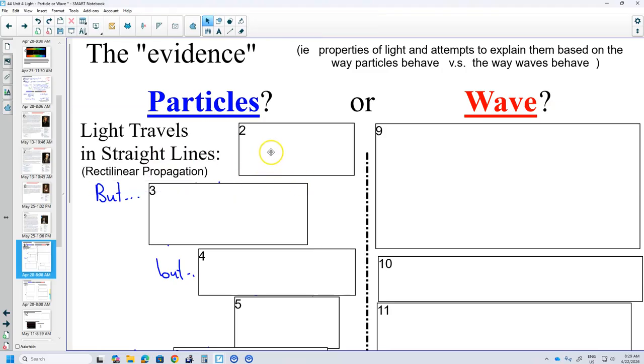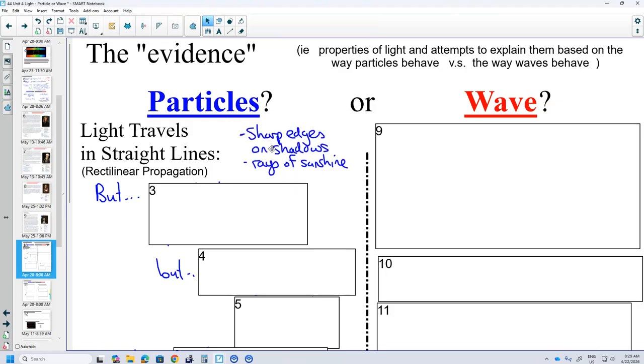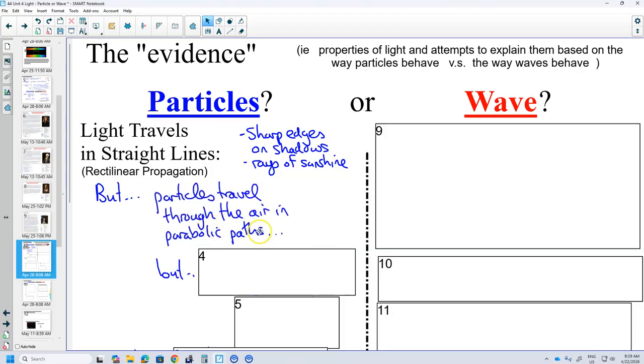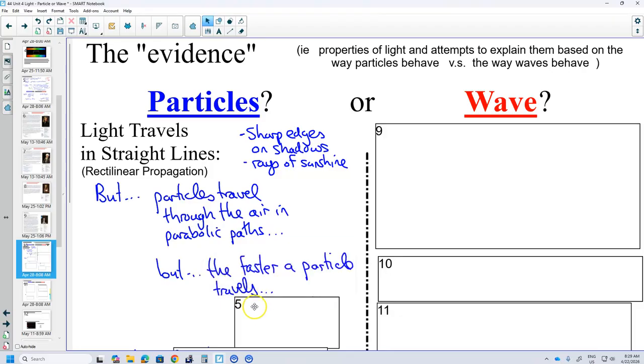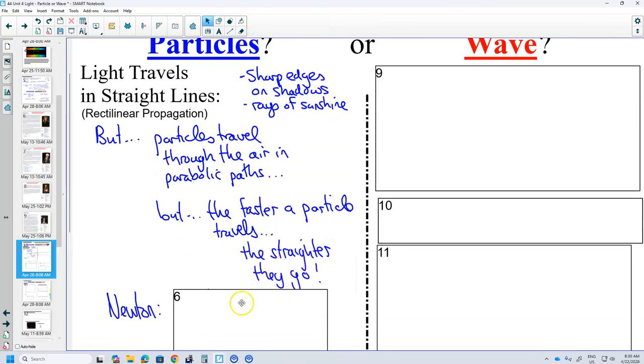So light travels in straight lines. That's the rectilinear propagation thing. Sharp edges on shadows, rays of sunshine. You see it all around you, right? So particles travel through the air in parabolic paths. If you look at a basketball shot or a baseball hit or something, but the faster a particle travels, then the straighter the path it goes.